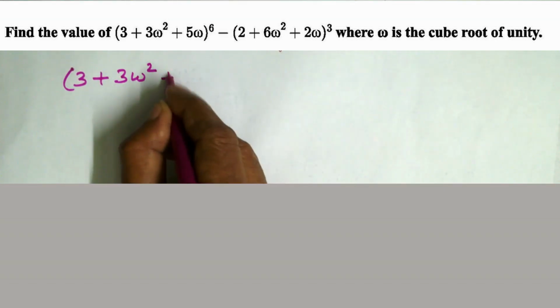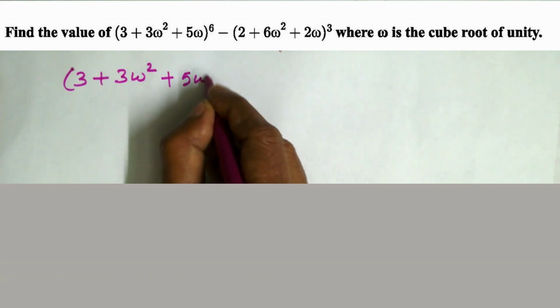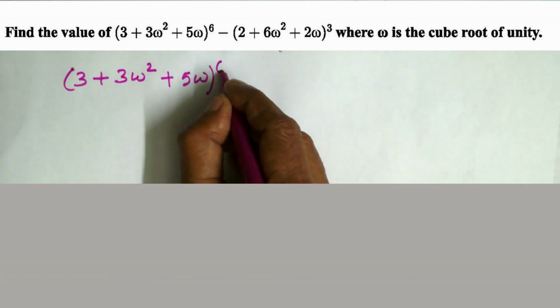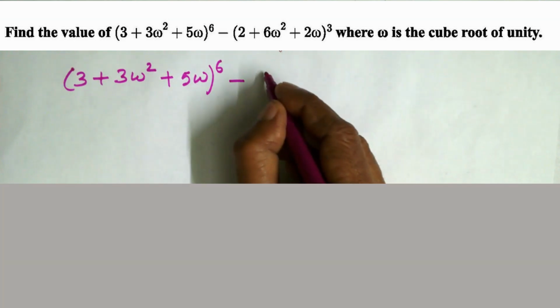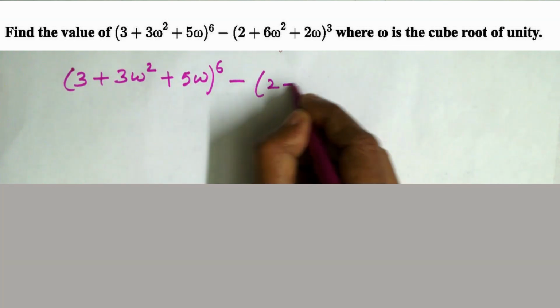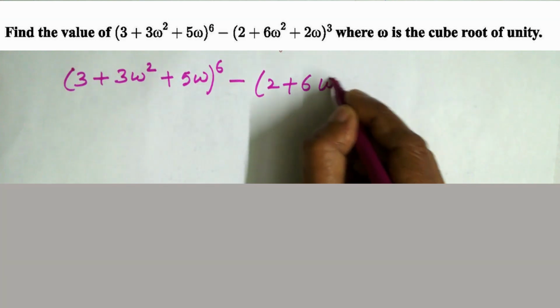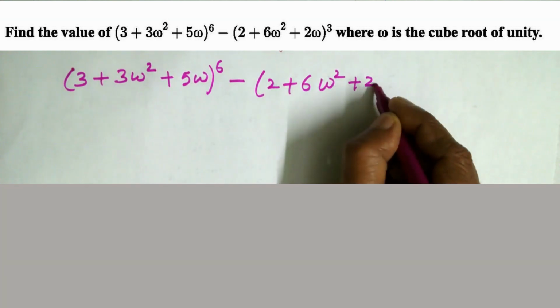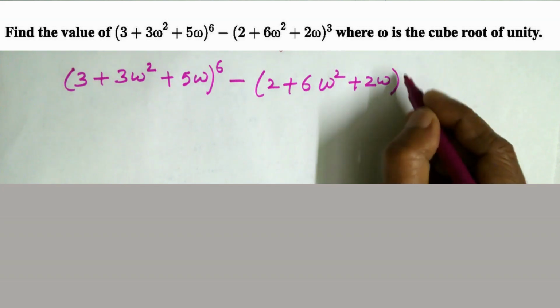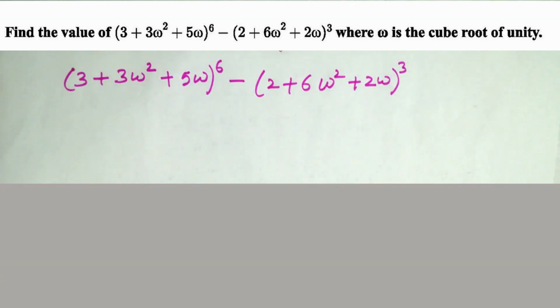Now first write the given expression: (3 + 3ω² + 5ω)⁶ − (2 + 6ω² + 2ω)³. Here, memorize some formulas.